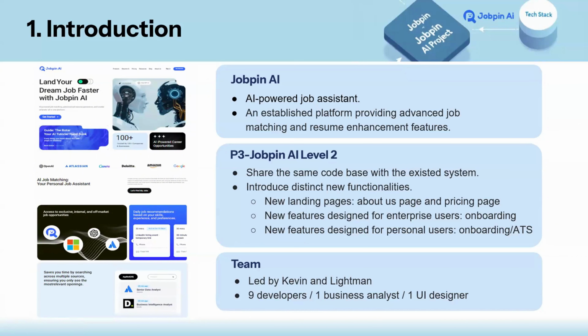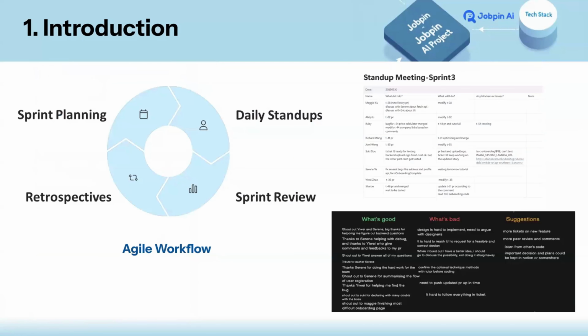Jobpin AI is an AI-powered job assistant. Our Level 2 project shares the same code base with the existing system and introduces new functionalities. Our team is led by Kevin and Lightman, and it composes of 9 developers, 1 BA and 1 UI designer.